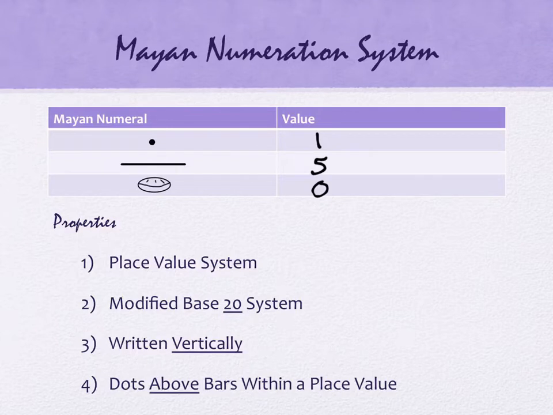Their system is called a modified base 20 system. It's modified because they have the ones place and then they have the 20s place, but the next one's not 20 squared, it's 20 times 18. And then they power up the 20s, so then it's 20 squared times 18, 20 cubed times 18, and so forth. That's why it's called a modified instead of just being a base 20 system. It is written vertically. Vertically, the smallest place value is on the bottom, the largest place value is on the top. And we write dots above bars within place value.